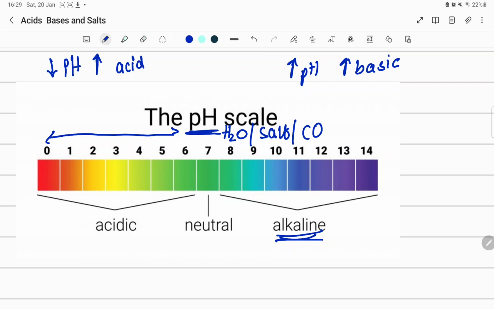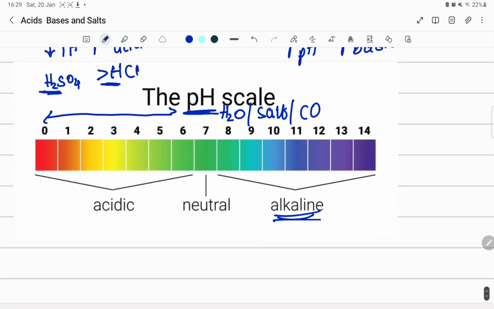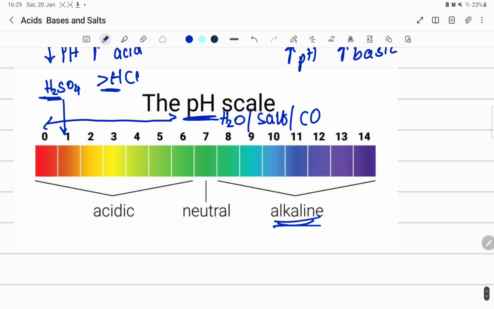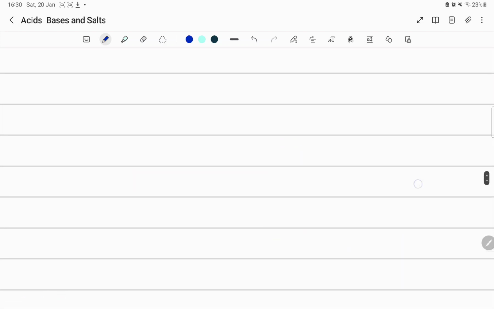Now, there was a question in one of the exams as to why H2SO4 is stronger than HCl. The reason is that it has a lower level of pH. And why does it have a lower level of pH? Because it's a diatomic acid. You have 2 hydrogens over here, which makes it stronger than the monoatomic acid that HCl is, because you only have 1 hydrogen here. Therefore, this will fall at a lower point on the pH scale when compared to HCl. So this is very important. You need to know what the pH scale is, what it measures, and how to read it.